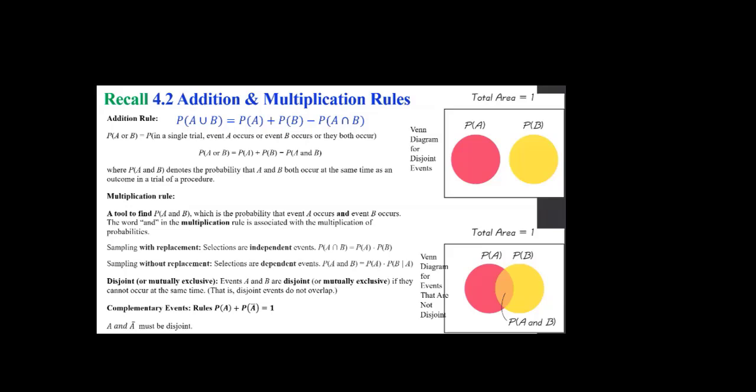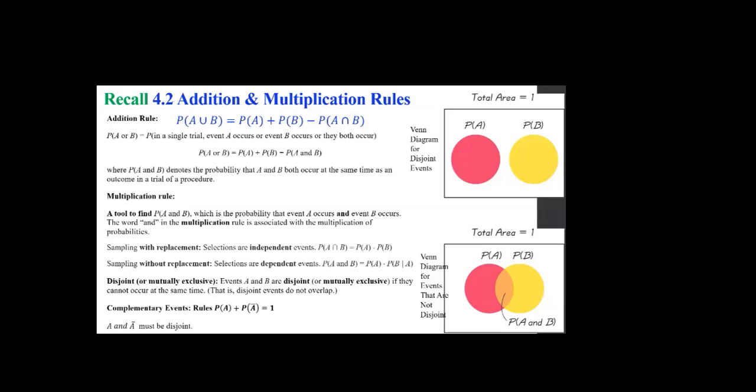Definition simply means the probability of A intersection B is equal to 0 if they are disjoint or mutually exclusive. Then how do we calculate probability of A intersection B? It depends whether they are independent or dependent. If they are independent, their product will do the job. If they are dependent, it is the product of P of A times the conditional probability of B given A.